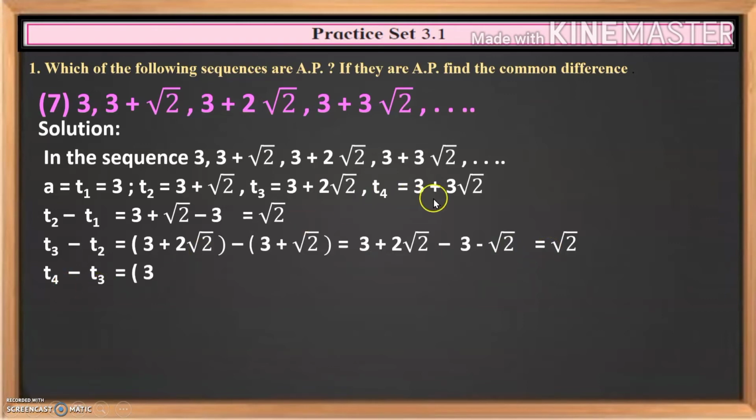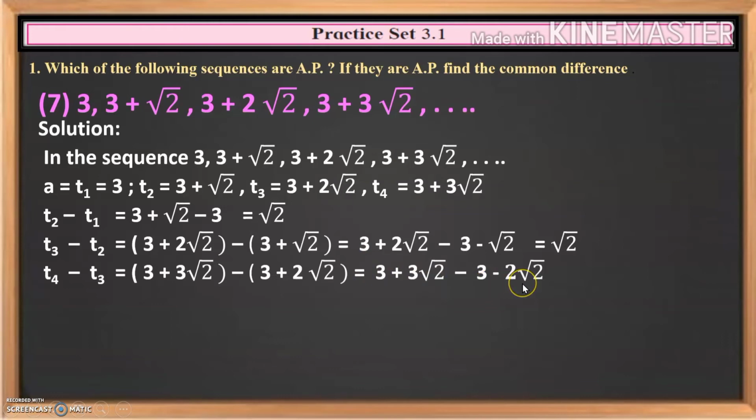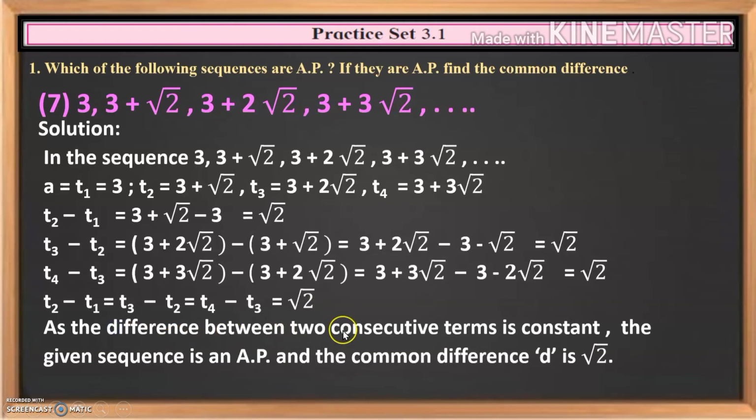T4 minus T3 will be 3 plus 3 root 2 minus 3 plus 2 root 2. So when I open the brackets, I get 3 plus 3 root 2 minus 3 minus 2 root 2, which is equal to root 2, as this 3 and this 3 will get cancelled, and 3 root 2 minus 2 root 2 is root 2. So we see that T2 minus T1 is equal to T3 minus T2 equal to T4 minus T3, which is equal to root 2. So as the difference between two consecutive terms is constant, the given sequence is an AP and the common difference D is root 2.